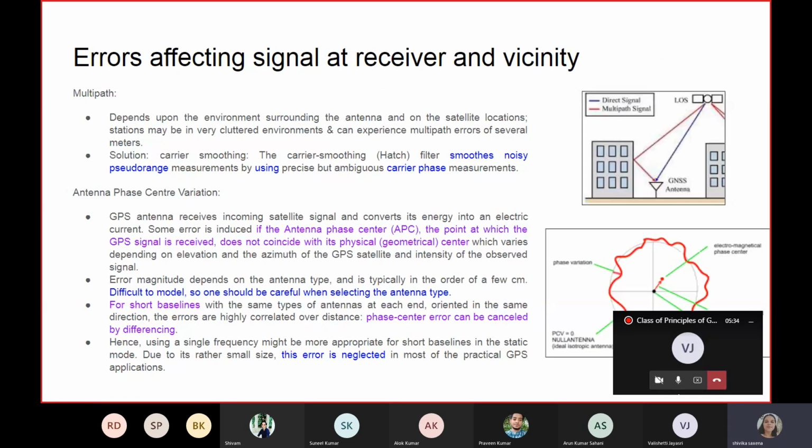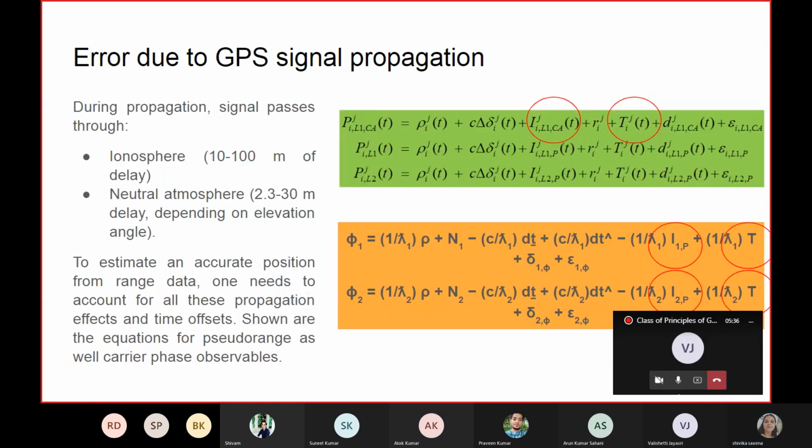Okay, I'll skip these. So errors due to GPS signal propagation are induced when the signal passes through the ionosphere. So ionospheric delay is larger than the tropospheric delay. Ionospheric delay is around 10 to 100 meters of error, while the neutral atmosphere will bring about 2.3 to 30 meters of delay, and this also depends on the elevation angle.